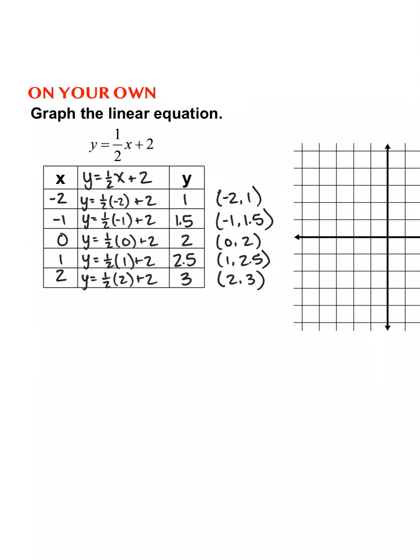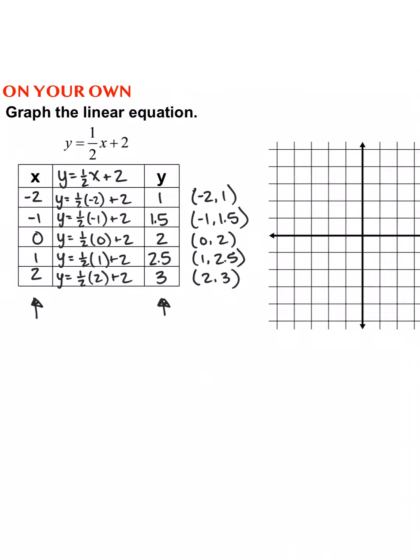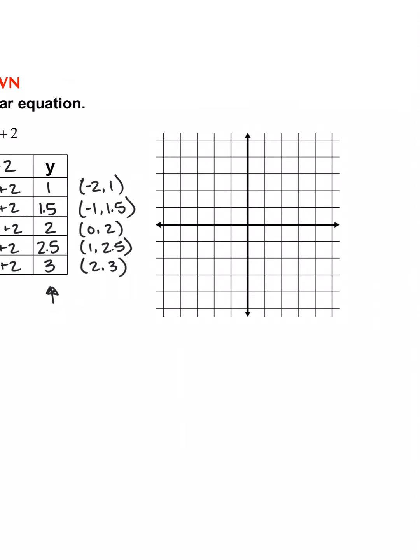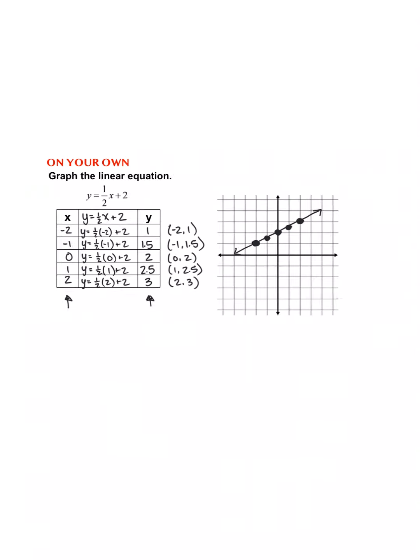So I'm taking those x values that I picked in the first column with the y values I found in the second column. So I come over here to my graph and I'm going to graph -2, 1, which will be right there, -1, 1.5, so we're going up 1 and then like a half, which is right there, 0, 2, 1, 2.5, and 2, 3. So we notice that those go in a straight line. I connect them, I put arrows on the end, and I have the graph of my line.